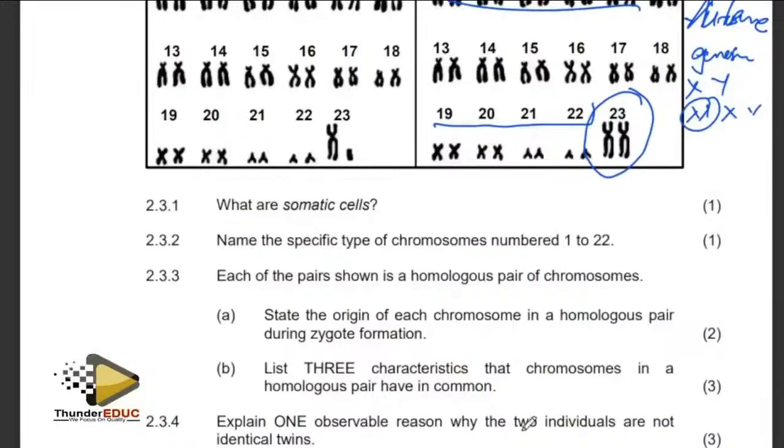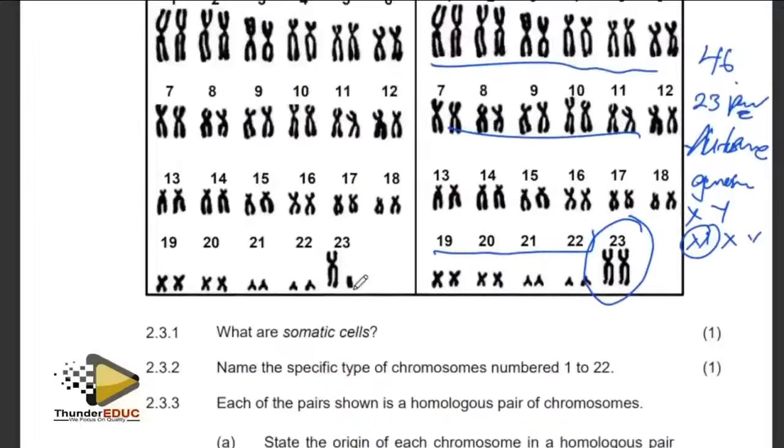Explain one observable reason why these two individuals are not identical twins. Why are these ones not identical twins using this karyotype? These are not identical twins. Why? Because this is a male and this is a female. Obviously, you know that if it is a male, what happens?